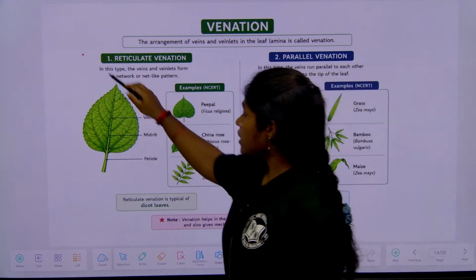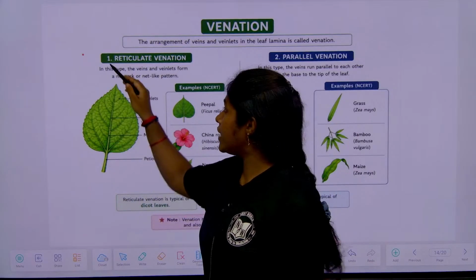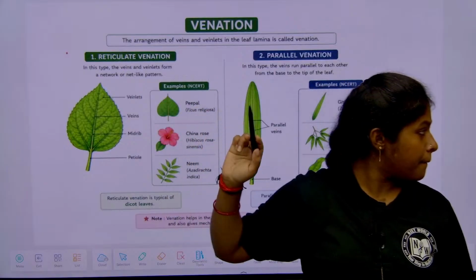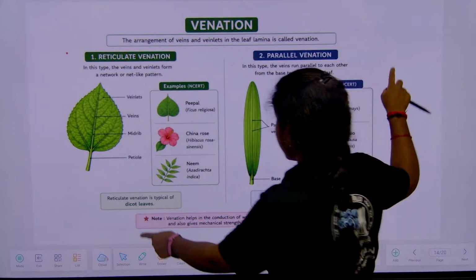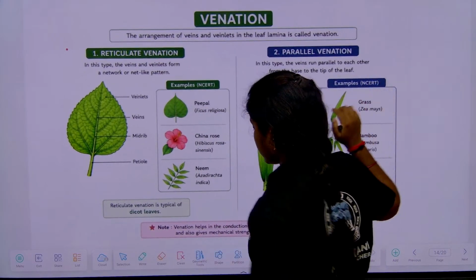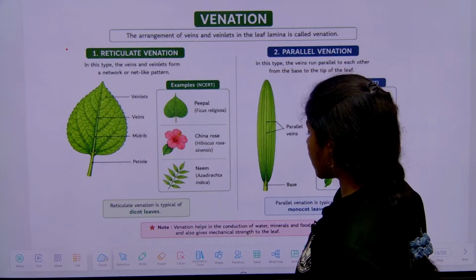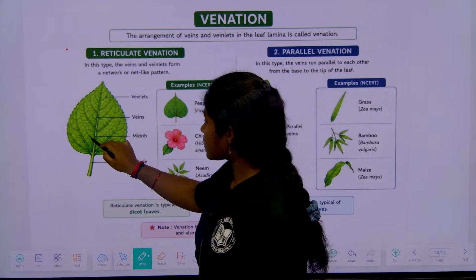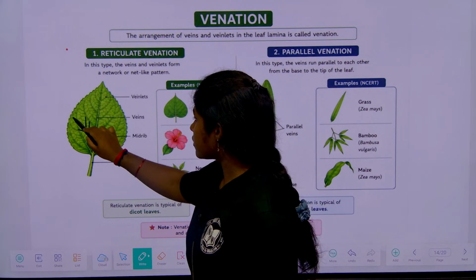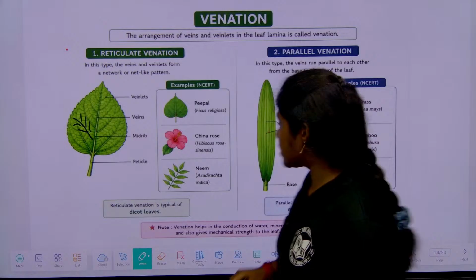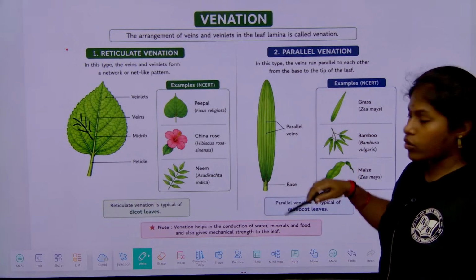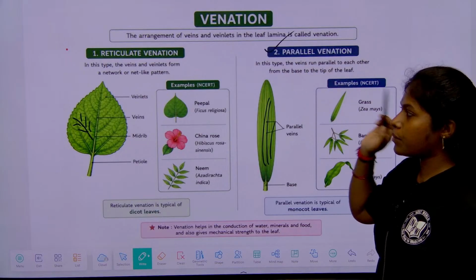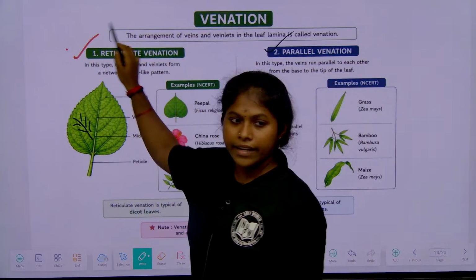Okay, see, they have two types of venations. One is reticulate venation and the next one is parallel venation. Reticulate venation, the word itself says it is a network-like structure. Here we can see the network-like structures like this. Can we see the same here? No, they just have lines. That is why it is considered a parallel venation. This is a reticulate venation.